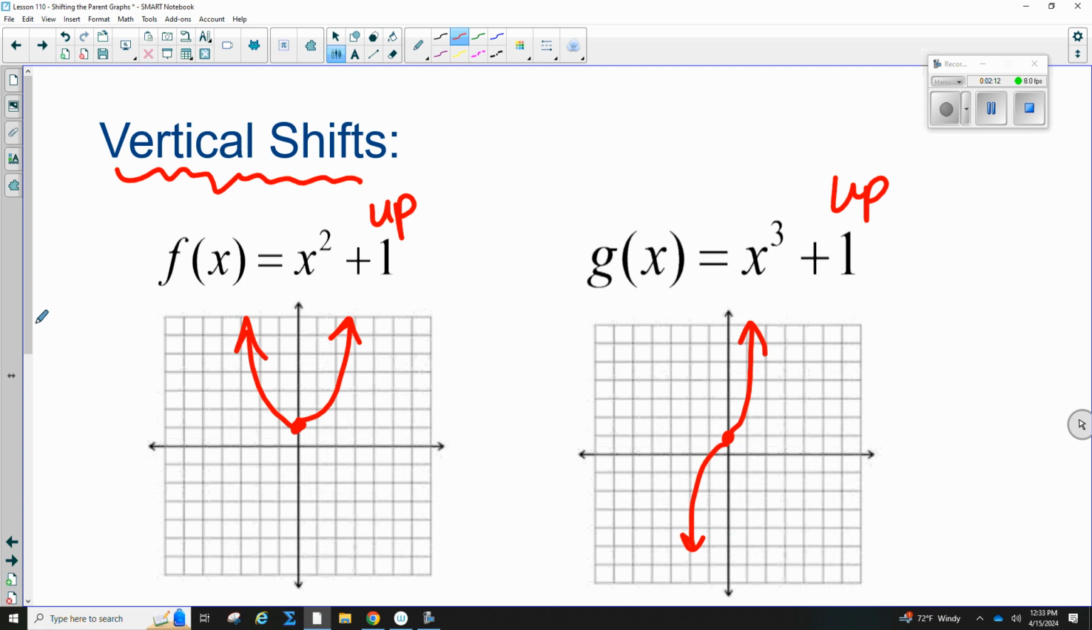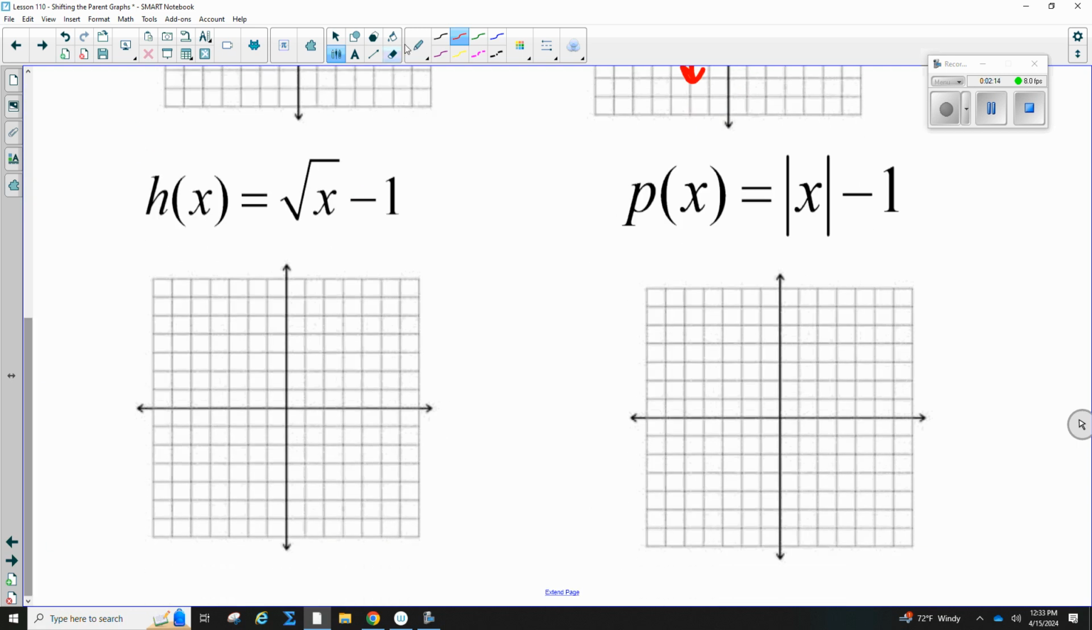All right, now I've got h of x equals the square root of x minus 1. It's outside of the function. Inside of the function would look like this, by the way, on that one. But it's outside of the function, and it's minus 1. Which way do you think we're shifting? Good, it's negative, so down 1. So it's the square root graph shifted down 1. So start at 0, 0, go down 1, okay? And then we've got our absolute value graph shifted down 1.